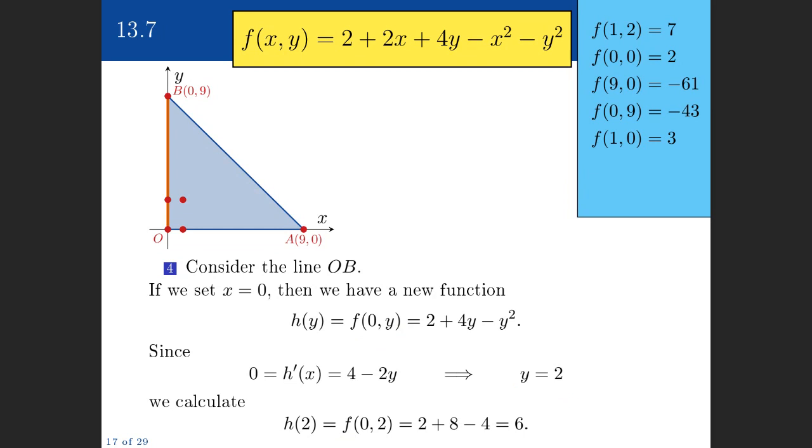Step 4, let's look at the line from O to B. If we're on the line from O to B, then we must have that x is 0. So now we're looking at f at (0, y) for any number y between 0 and 9. What are the critical points of 2 plus 4y minus y squared? Only y equal to 2. So we want the value of f at the point (0, 2), and that's 6. Again, let's put that in the blue box.